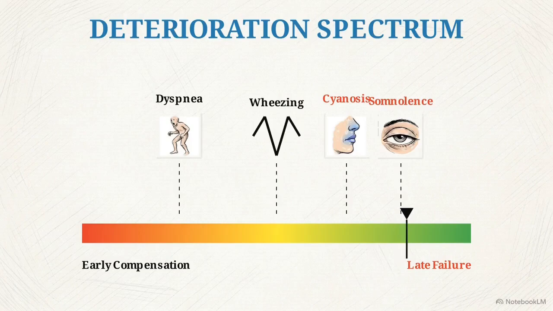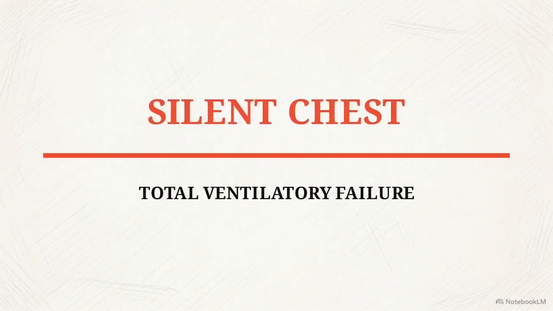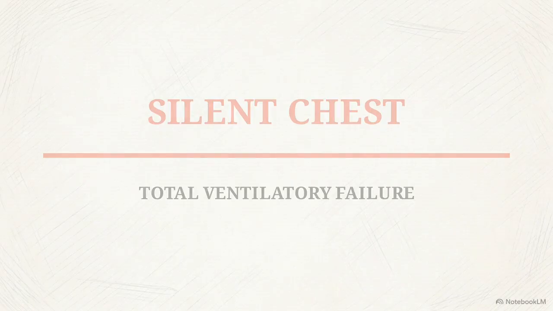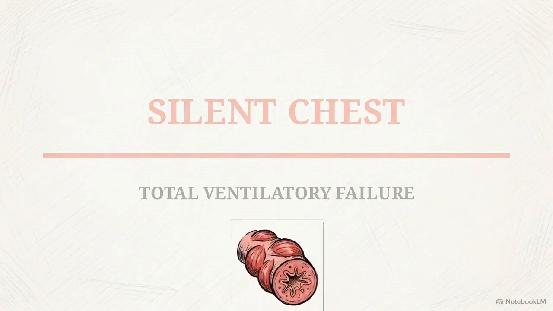If the obstruction worsens, compensation fails. Hypoxia deepens, leading to cyanosis. Carbon dioxide builds up, causing somnolence and confusion. The accessory muscles finally fatigue from the immense effort of breathing. At this stage, the most critical indicator of total ventilatory failure is the development of a silent chest. If an asthmatic patient has been loudly wheezing and suddenly their breath sounds become diminished or absent, they are not getting better.